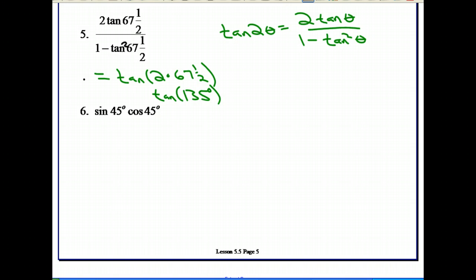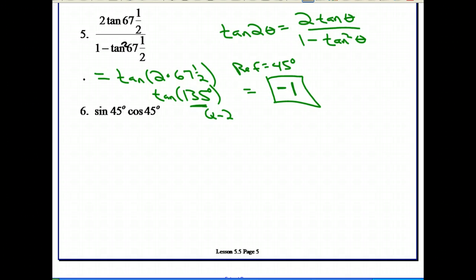All right, this is one you should know. The reference angle for 135 degrees is 45 degrees. What's the tangent of 45 degrees? It's 1. So our answer is going to come out to be 1. But wait a minute, 135 degrees is in quadrant 2. I know my tangent is negative there. That takes care of that one.